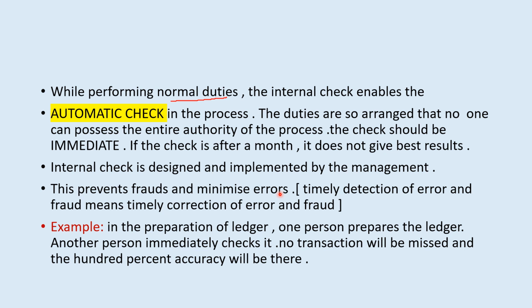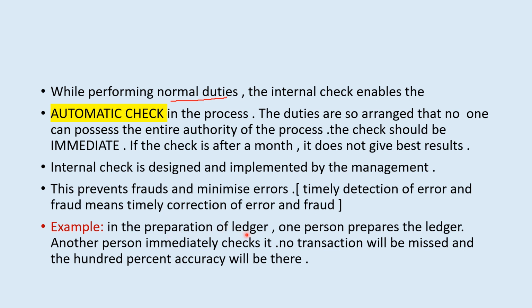Obviously, if one person is doing the work, he may make an error. It can be intentional, or it can be unintentional also. But if a second person is present to check that error, it will be very advantageous for the organization. Timely detection of error and fraud means timely correction of error and fraud. If you detect your mistake immediately, you will immediately correct it also, so the mistake will not get magnified. It will be corrected at the place where it just happened.